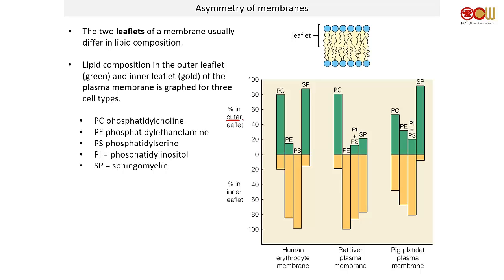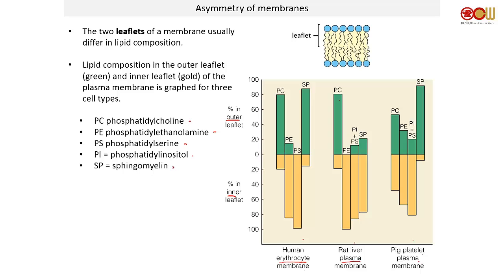So this is outer, this is inner. Lipid composition in the outer leaflet is shown in green, and the inner leaflet is gold. You have three types of cells: the erythrocyte membrane, the liver plasma membrane, and the platelet plasma membrane. So, different types of cells. And here we look at five major lipids: phosphatidylcholine, ethanolamine, serine, inositol, and then sphingomyelin.